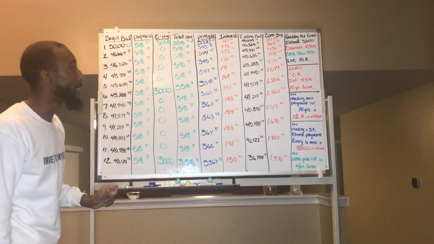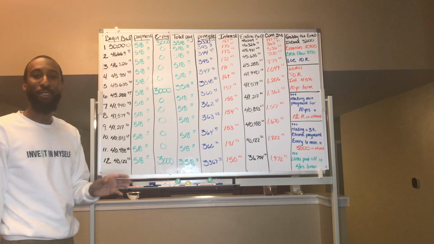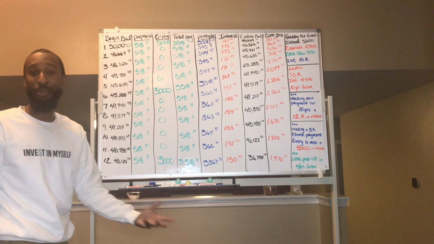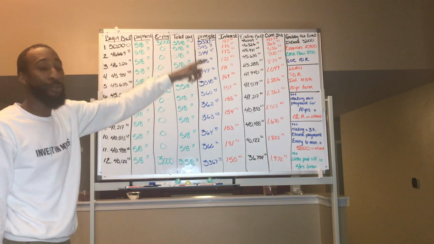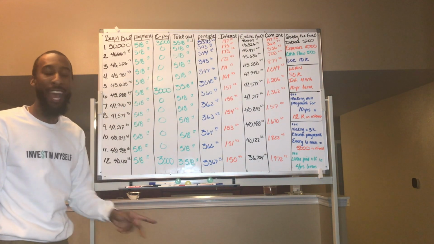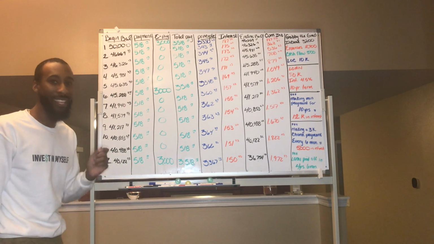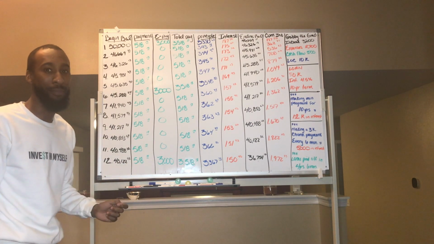Again, I need you guys to realize that when these chunk payments get hit and it gets applied towards that loan, it decreases the interest 12 times. 12 times the normal monthly payment. And that's where we're getting that savings from.